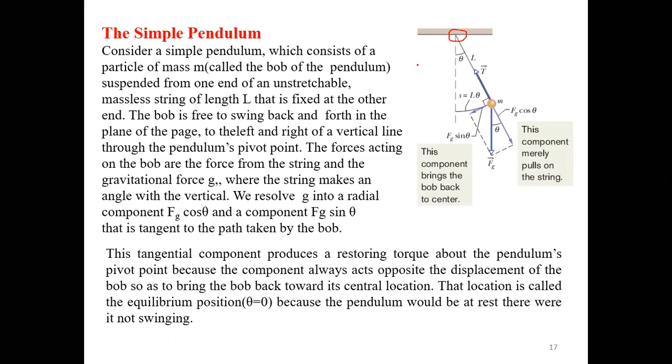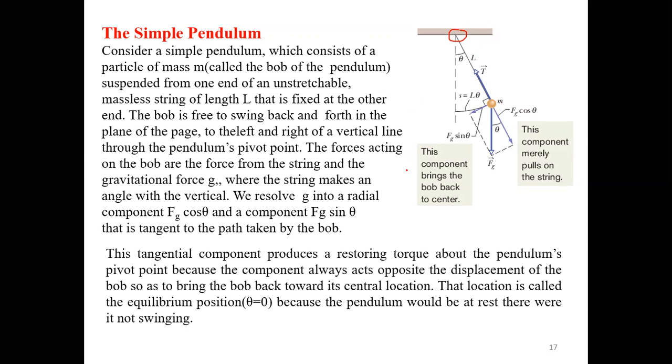The bob is free to swing back and forth in the plane of the base, to the left and right of a vertical line through the pivot point. So it will move back and forth over here.